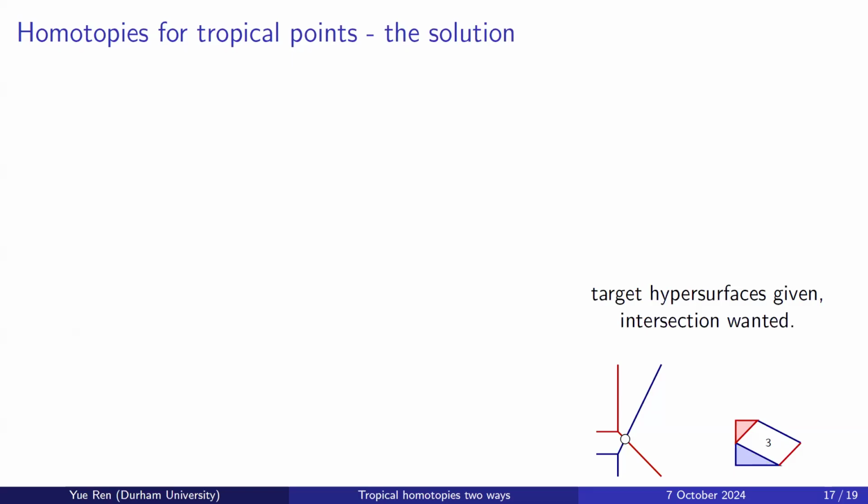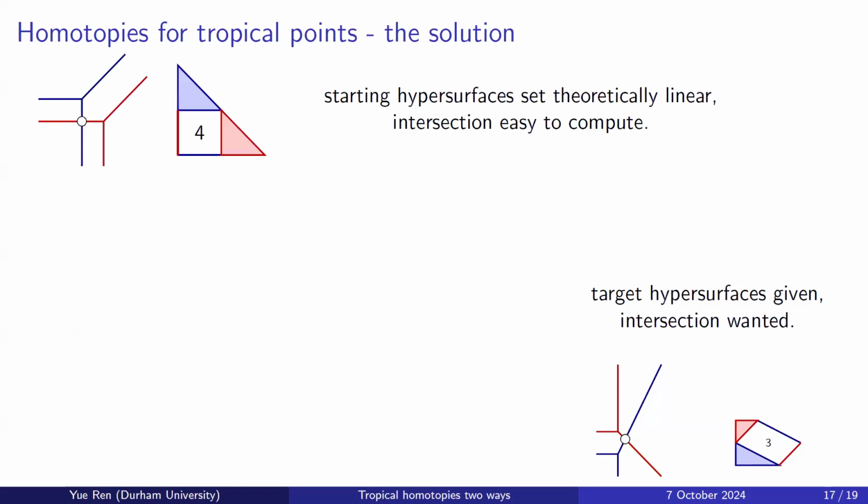Now what I do is I start with hypersurfaces that are set theoretic linear. Sorry, I didn't write the multiplicities. There should be multiplicity 2 on every edge. So these are tropical quadratic hypersurfaces. But set theoretically, if I forget the multiplicity, it looks linear. And this is why computing this one white intersection point is super easy, because it's just linear. But I have to keep in mind this white point is actually of multiplicity 4.